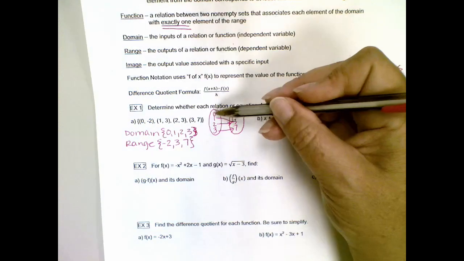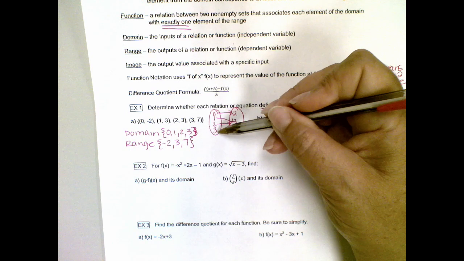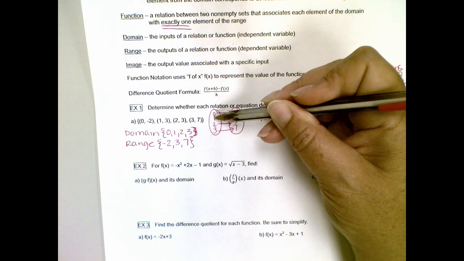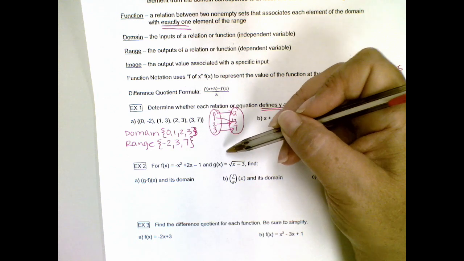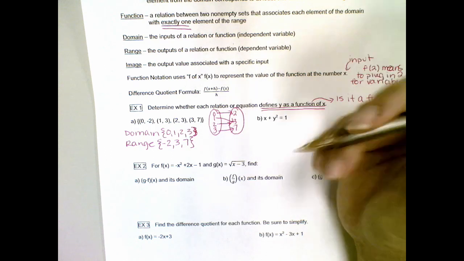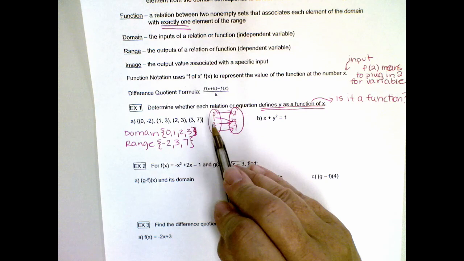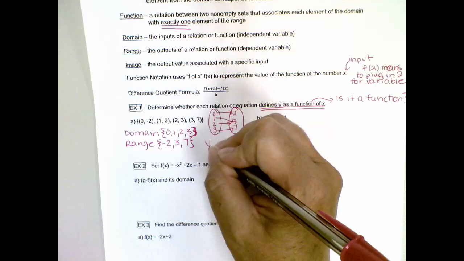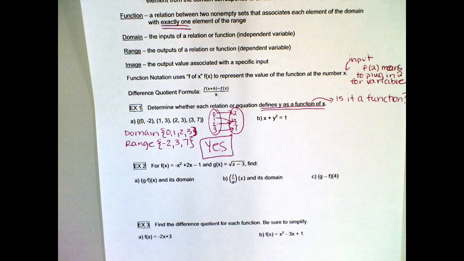So if I look at my inputs, there is only one line coming out of each of them, which means that each of my inputs is assigned to exactly one output. It doesn't matter that the 3 is receiving 2 lines. That's okay. It's whether each input has exactly one output. So this one is a yes. Each input has exactly one output.